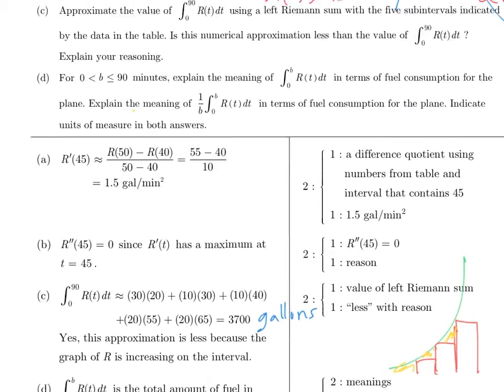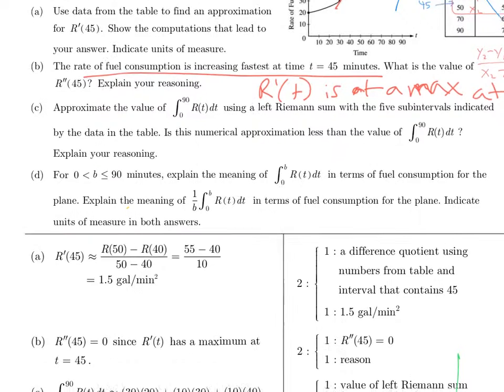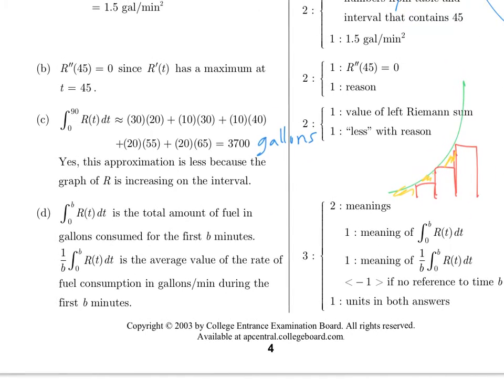So part D, I guess I should go up to the question. It says, explain the meaning of the integral and explain the meaning of the integral with 1 over b in front. Indicate units of measure for both answers. So that's interesting because I would have thought that would be 2 points. Let's see where they're getting the points for. They're giving you 1 whole point for units, which is pretty awesome.